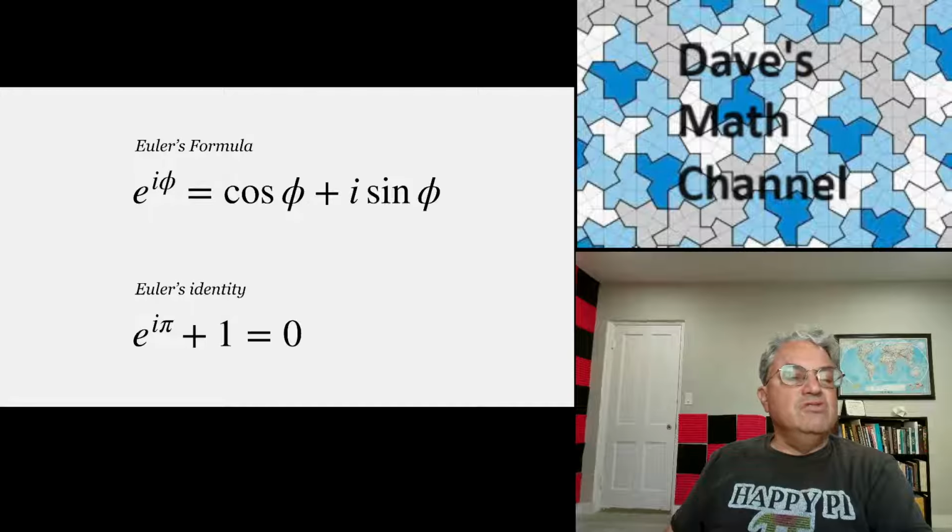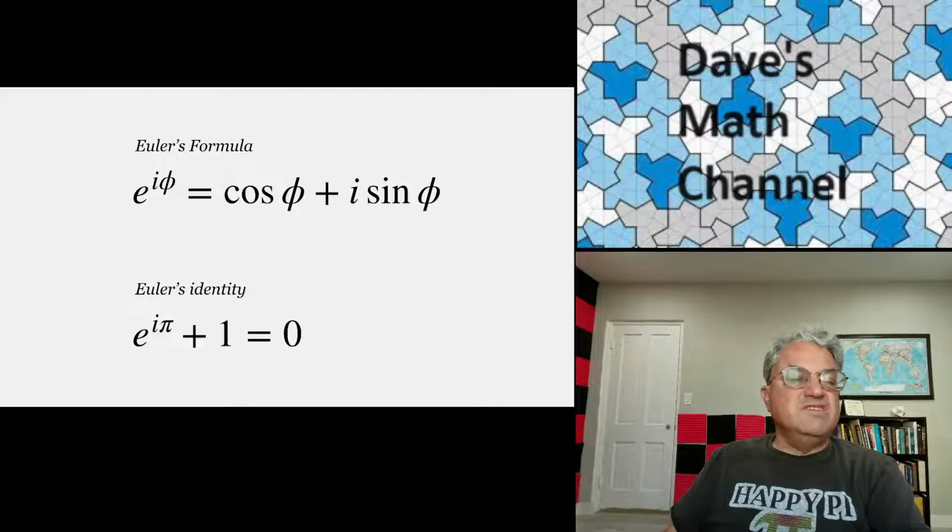e to the i pi equals cosine pi plus i sine pi. Well, as you know, cosine pi, that's like cosine of 180 degrees. That's -1. And sine pi, that's like sine of 180 degrees. That's 0. So the right side you get for Euler's formula is going to be -1. And so you got e to the i pi equals -1. Well, this is a little bit nicer way to write it. You just add 1 to both sides. You get e to the i pi plus 1 equals 0.